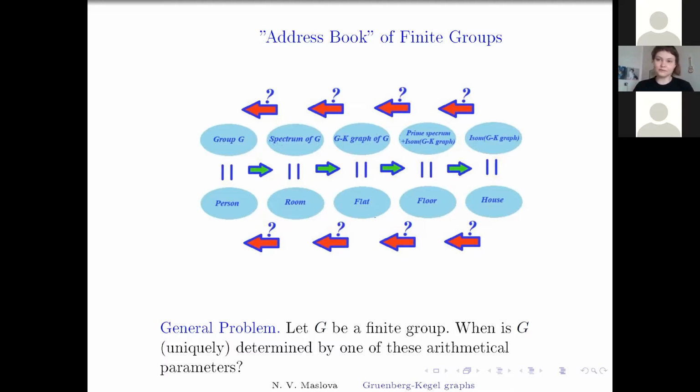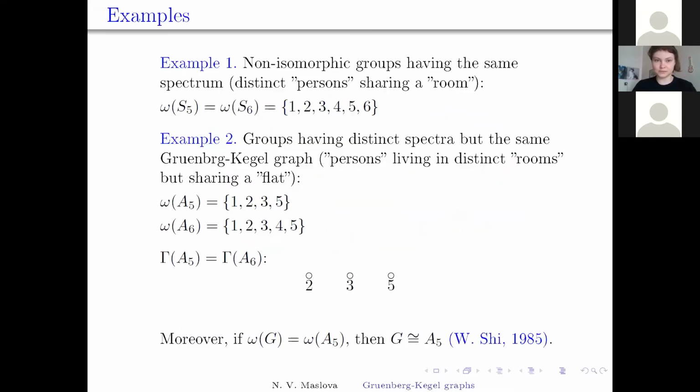Really, first of all, let us understand that the problem to understand what is this person is not trivial. And let us construct a series of examples. First of all, look at the first example. These are two persons sharing a room. Symmetric group on 5 elements and symmetric group on 6 elements have the same spectrum, but they are not isomorphic. So they live in the same room but are distinct.